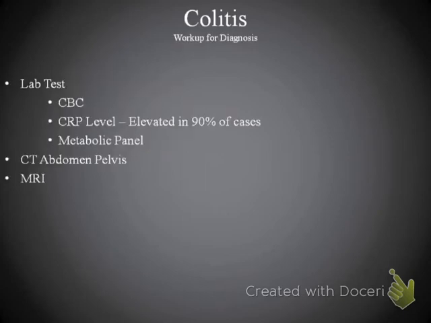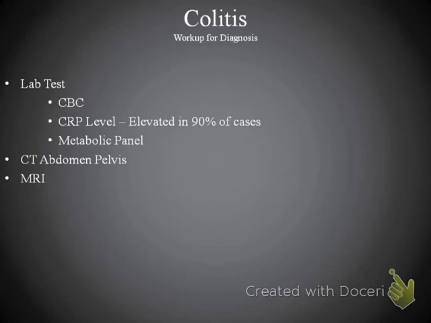So how do we actually diagnose colitis? First, begin with laboratory tests. CBC: look for elevated white blood cell counts and things that would be indicative of inflammation. CRP levels, as we've already talked about, C-reactive protein, is elevated in 90% of the cases. But once again, as we've discussed, the CRP does not distinguish between areas of inflammation, so it can't tell you the difference between anything. It just tells you that there's inflammation going on.